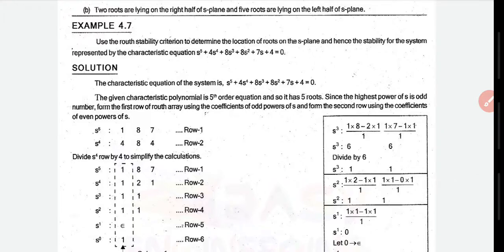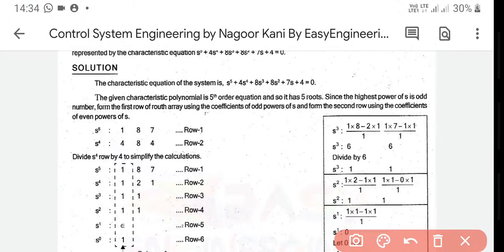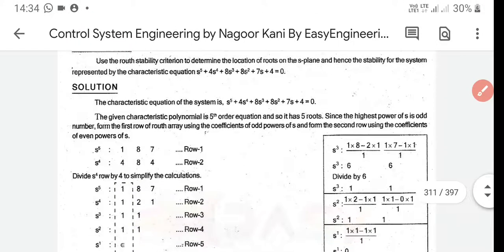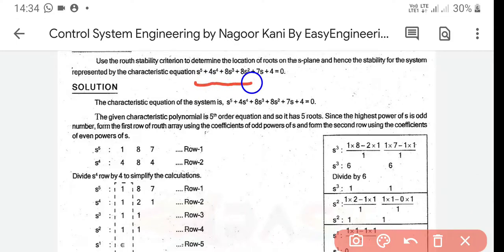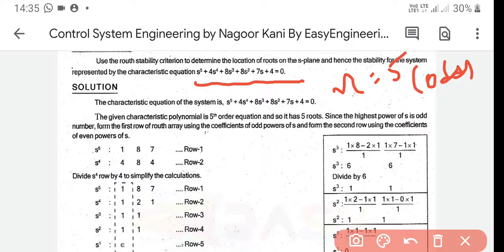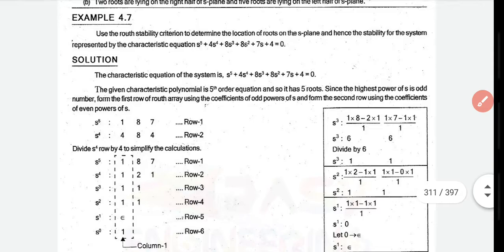Use the Routh stability criterion to determine the location of the poles (roots) on the S plane and hence the stability of the system. The characteristic equation is s power 5 plus 4s power 4 plus 8s cube plus 8s square plus 7s plus 4 is equal to 0. Here also, what is the value of n? n is equal to 5 and it is an odd number, right? So your array starts from odd powers, that is s power 5. So you have n roots here, n is equal to 5. It is a fifth order system.